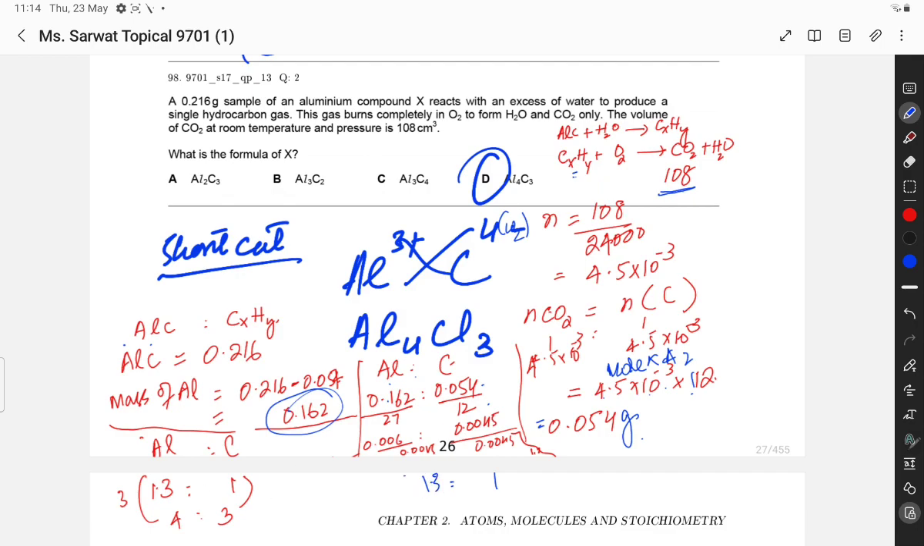1.3, and multiplied by 3 to get whole numbers. So this is 4:3. The answer is Al4C3. So we can calculate, this is the direct short method in this question. Aluminium carries 3 plus, carbon carries 4 minus. So by using cross multiplication we get this formula. We can calculate if we use these values.